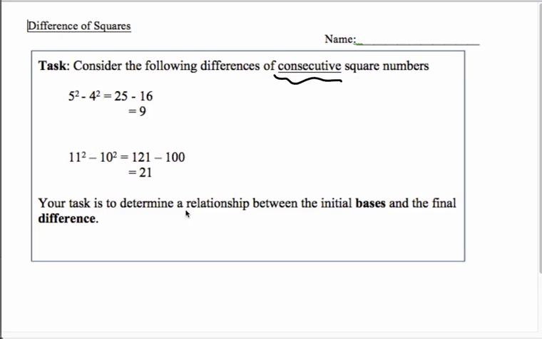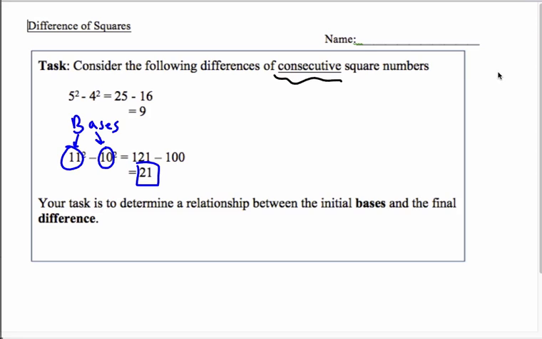So your task is to determine a relationship between the initial bases. So these are the bases. The base here is 11, the base here is 10. So these are the bases and the final difference. So we're looking at the relationship between the bases and the final difference.